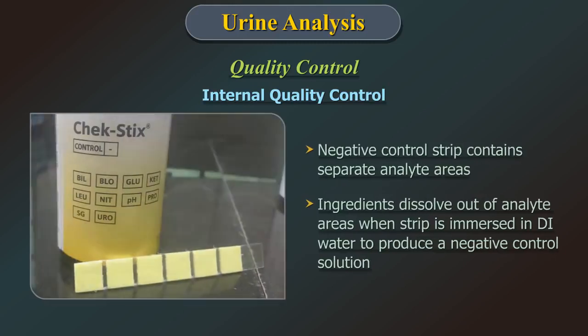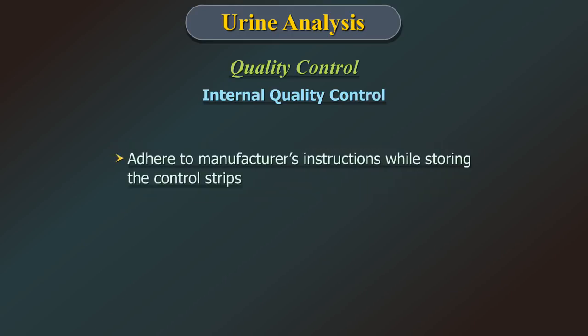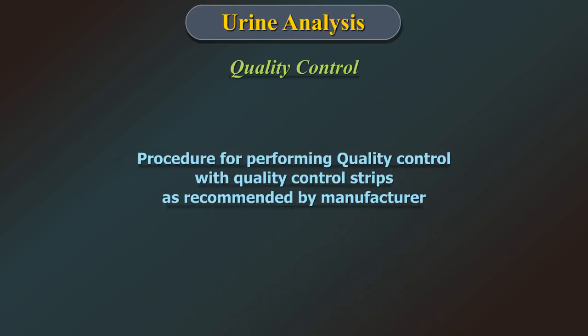These strips can be used to detect the performance of the reagent strips and also to confirm the user's ability to perform and interpret the test correctly. Adhere to manufacturer's instruction while storing the control strips. Procedure for performing quality control with quality control strips, as recommended by the manufacturer.